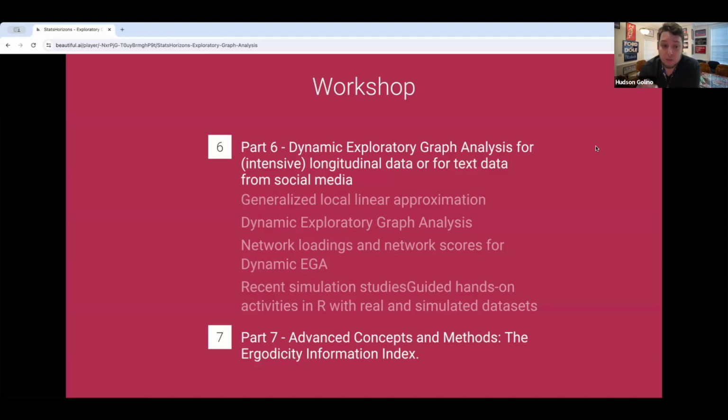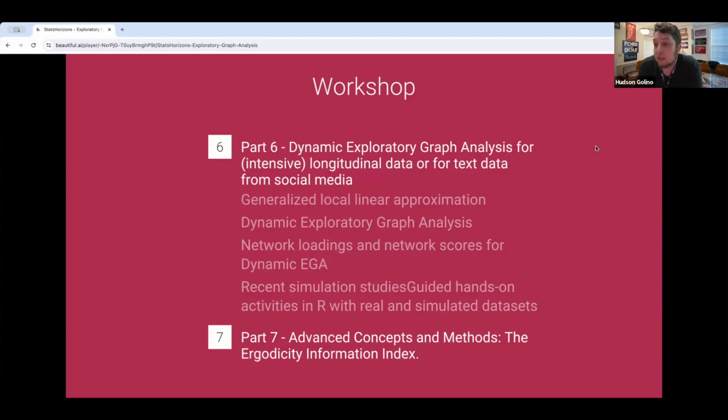In this part, we're going to be talking about dynamical system models. I will introduce to you the generalized local linear approximation technique, which is the building block of dynamic EGA, and then introduce dynamic EGA in detail, how network loadings and network scores for dynamic EGA can be estimated, and also some recent simulations as well as guided hands-on activities. And then we have some room for new stuff.